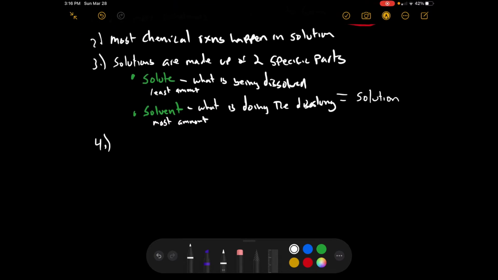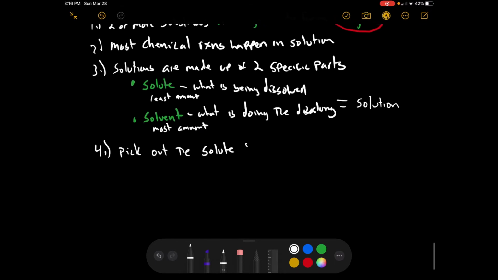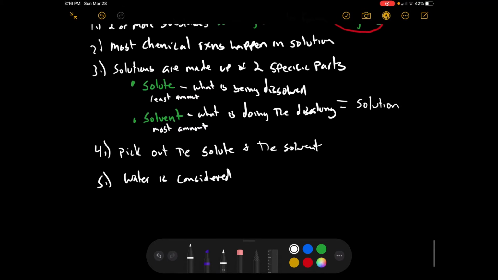Four, you should have learned how to pick out the solute and the solvent. You should have learned how to pick out what is being dissolved and what is doing the dissolving. And then finally, you should have learned that water is considered the universal solvent.